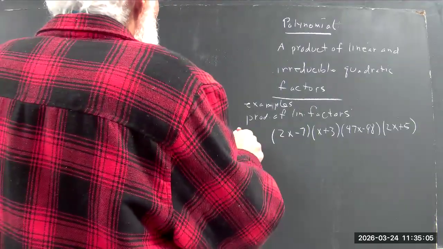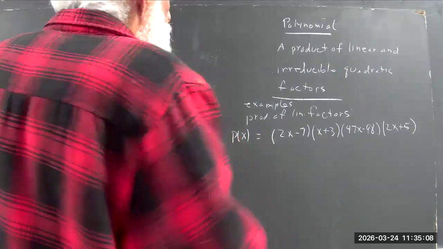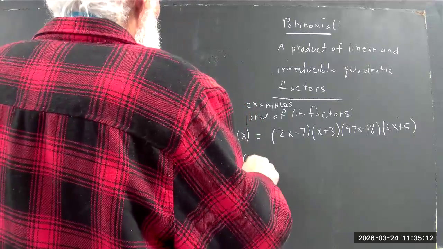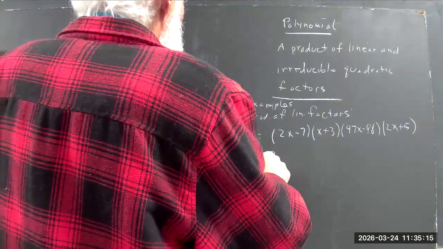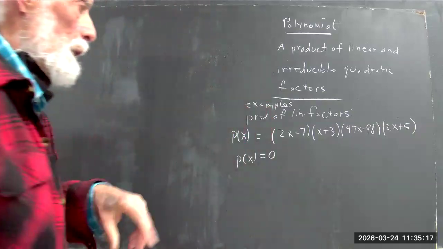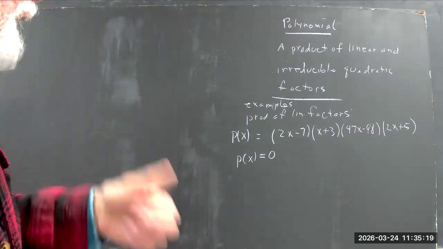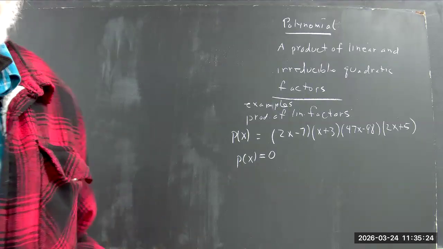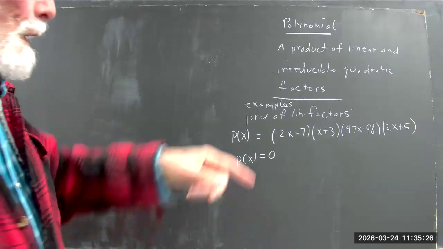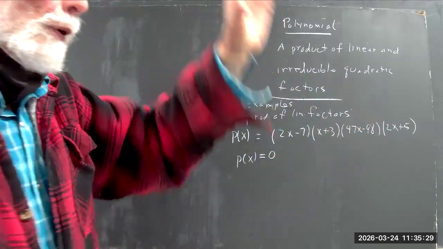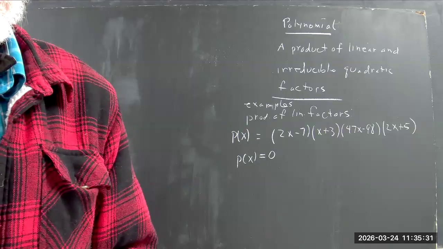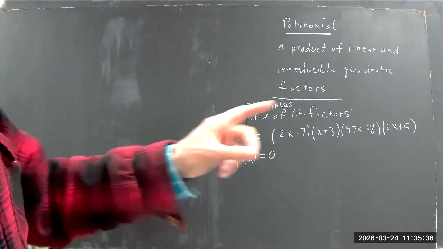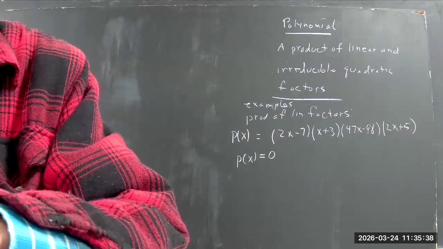So we could call that P of X. Now, can you give me a number for which P of X equals 0? Can you hold up fingers or something? Is there a number you could put in for X that would make this whole thing 0? No, if you put in 0, that's important because it's going to give you the y-intercept.